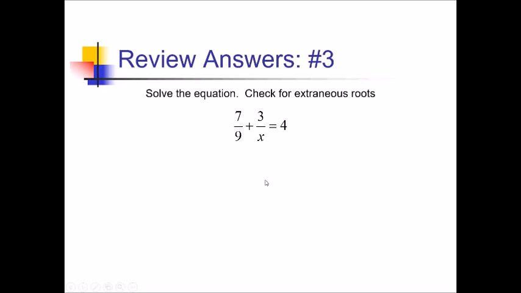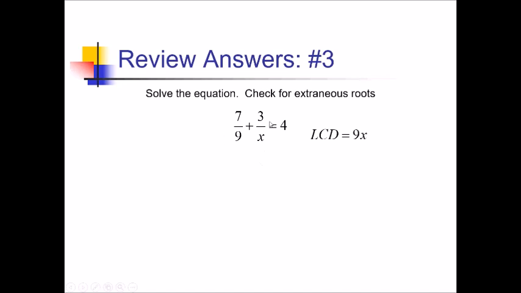For this problem, we're trying to solve for x, and we need to beware of extraneous roots. So to deal with this rational equation, I'm going to multiply everything by the LCD, the least common denominator. That gets rid of the fractions and gets x out of the denominator. So the LCD has everything I need to cancel out all of the denominators. So I need a 9 and an x in my LCD. And now I'm going to multiply everything by that.